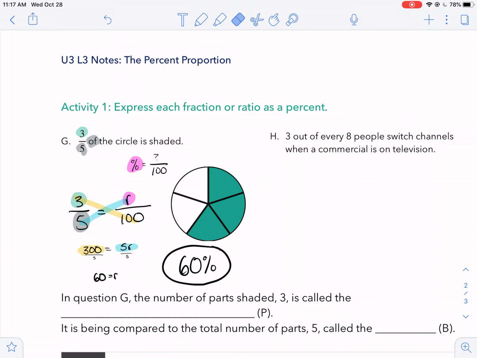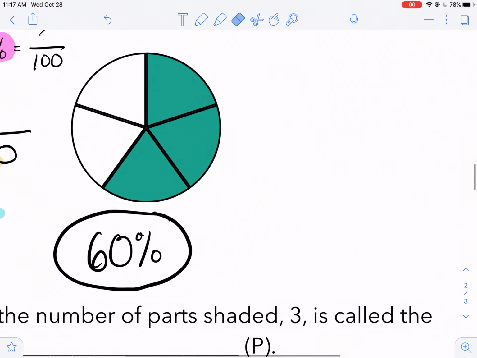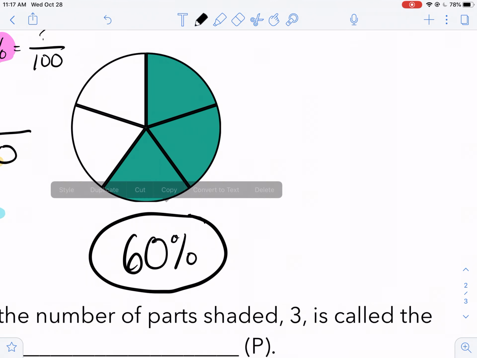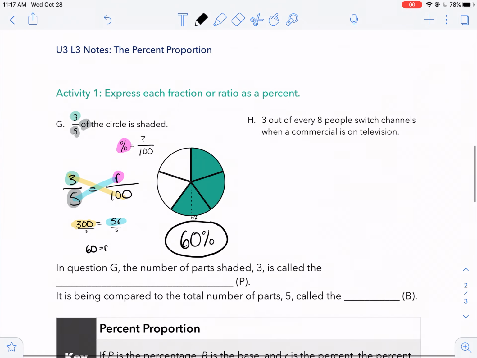And we can check our work by looking at it and asking, does that seem right? I know that 50% would be halfway, and it's like 50%, but it's a little bit more. So there you go. Looks good to me.